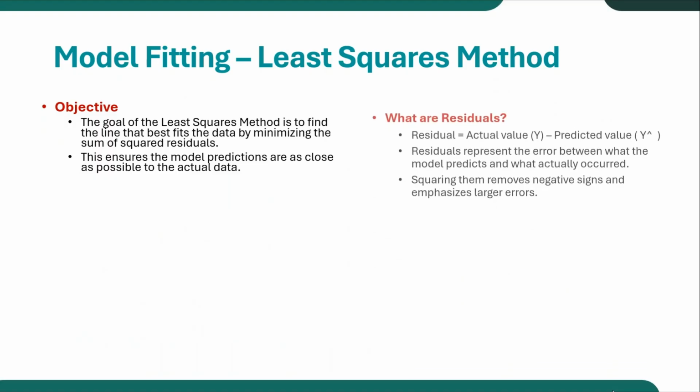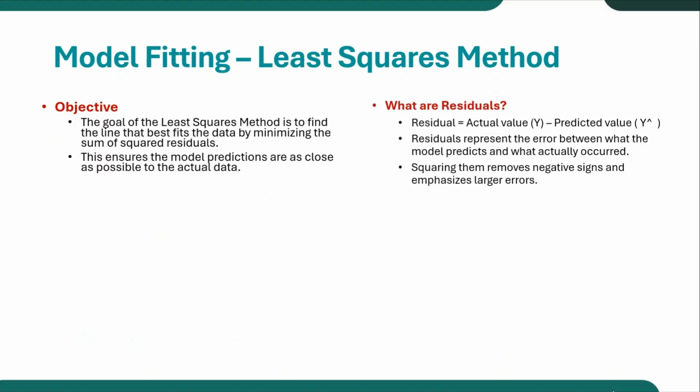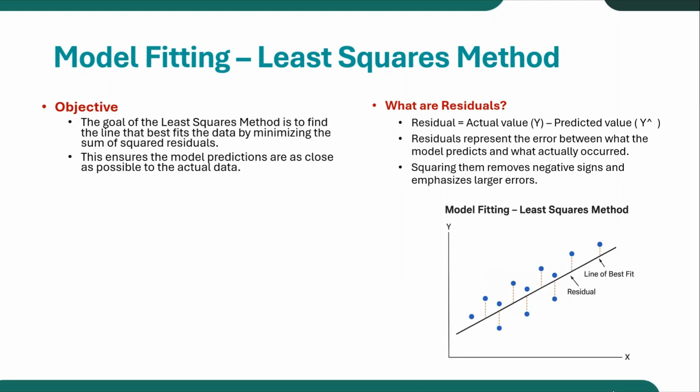Residuals are simply the errors, the difference between what actually happened and what our model predicted. It's calculated as actual value minus predicted value. Here, you can see how each point has a vertical line down to the line of best fit. These lines represent residuals. The least squares method finds the line where the total length of these squared residuals is the smallest.